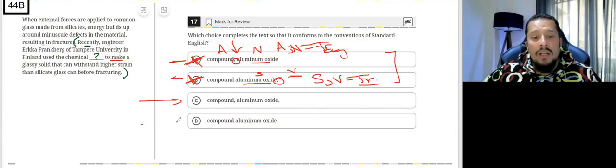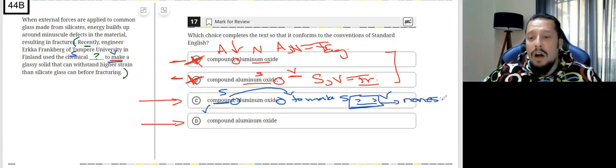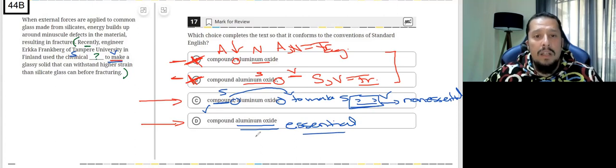Now I'm left with answer C and answer D. Now, grammatically or punctuation-wise, I would like to say they're both correct. Why? She used the chemical compound, right? It's my subject, comma, and then my verb to make. So here I have a subject, comma, verb structure. So this double comma, what does this indicate? It indicates to us this information is non-essential to the meaning of the sentence. Answer D removes the double comma. So answer D is telling me this information is essential to the meaning of the sentence.